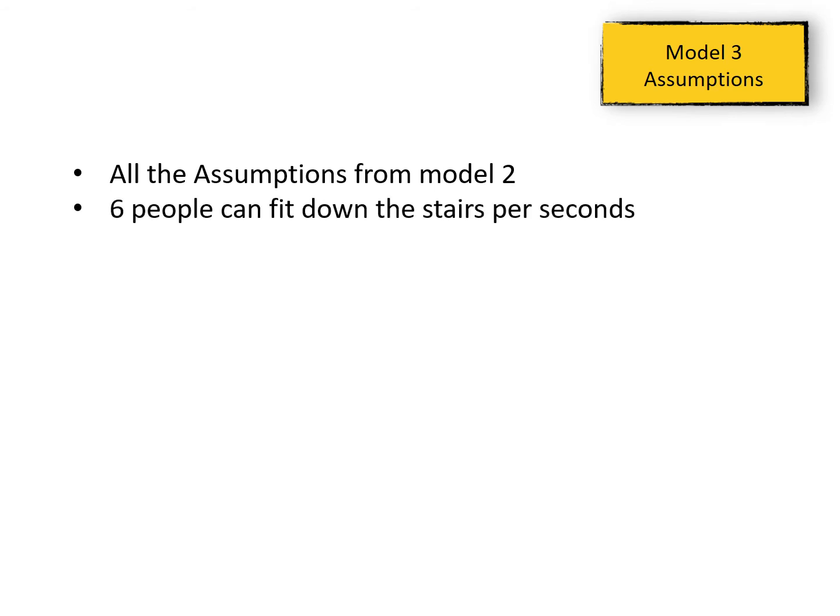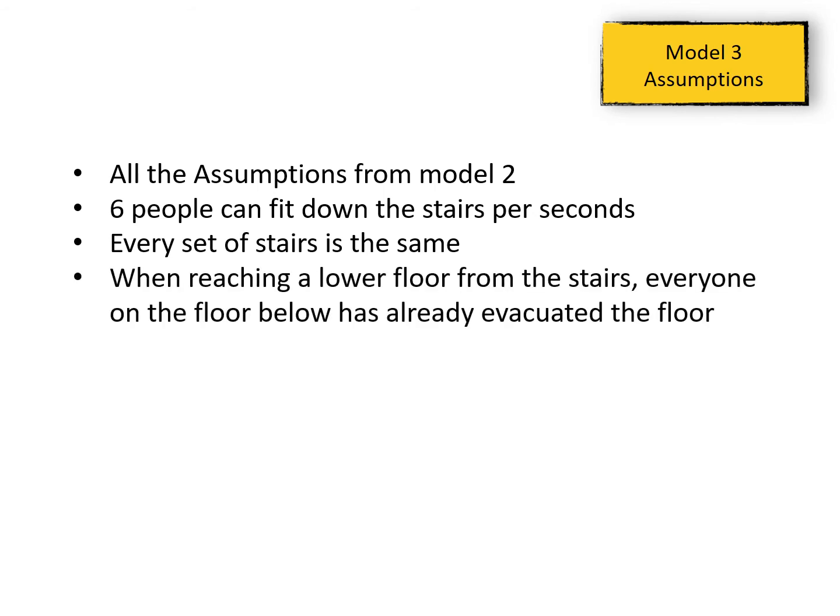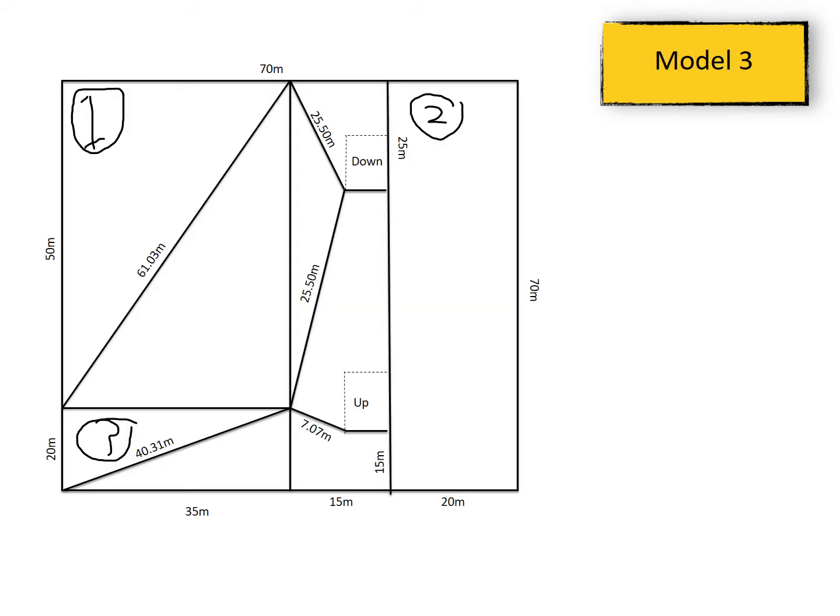The assumptions for Model 3 are all the assumptions from Model 2. 6 people can fit down the stairs per second. Every set of stairs is the same. And when reaching a lower floor from the stairs, everyone on the floor below has already evacuated the floor. As in the previous model, we simplified the shape of the library. As before, we split the large room such that the people above the partition move to the exit at the top of the room and the ones below move to the door at the bottom.